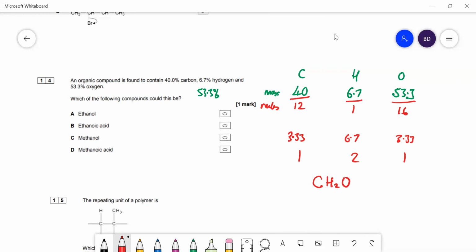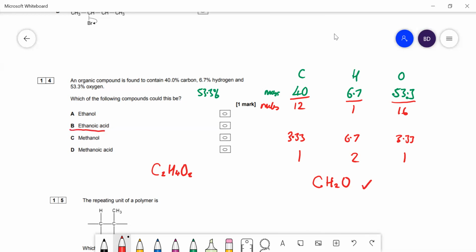Well, let's see which one of those it could be. Ethanol, well, that's not right. That's C2H6O. Right, there's way too many hydrogens there. Ethanoic acid, well, that's C2H4O2. That could be it. It could be ethanoic acid.